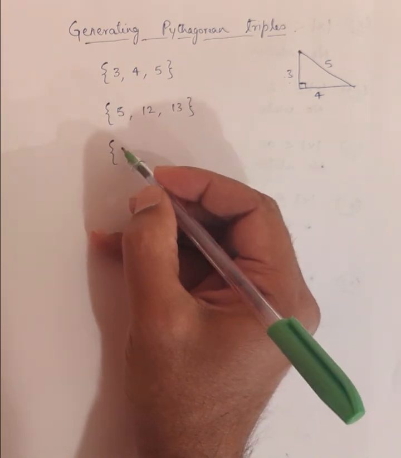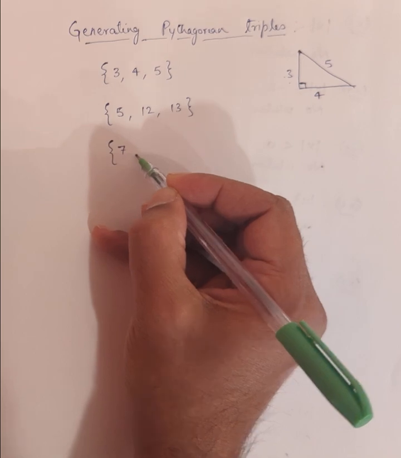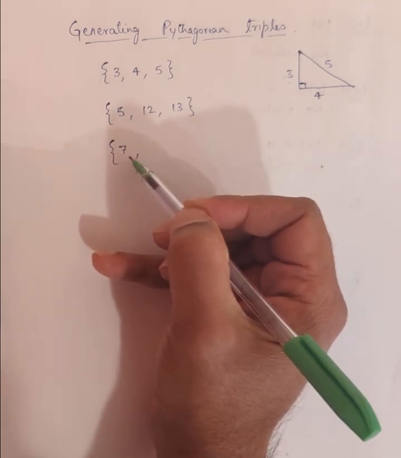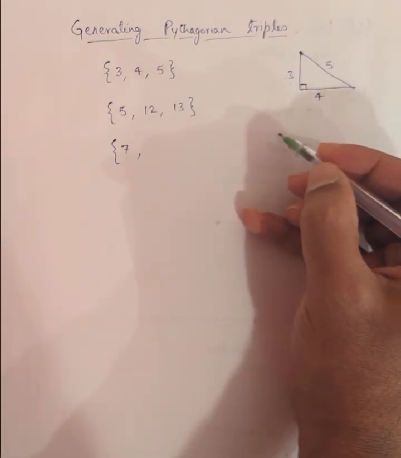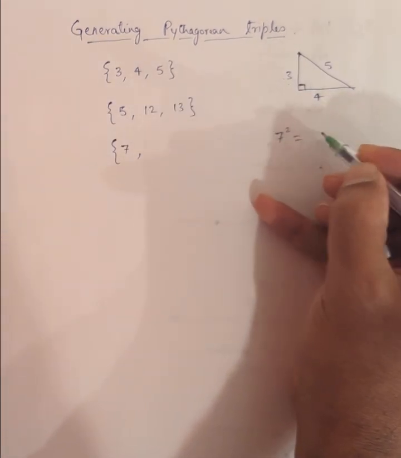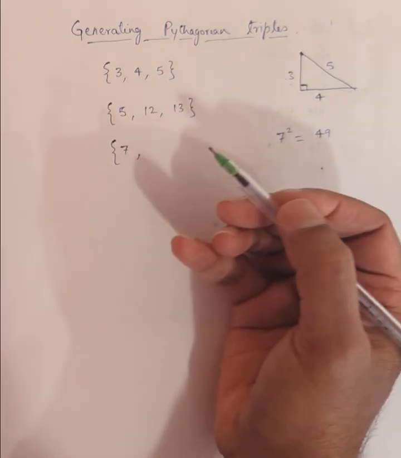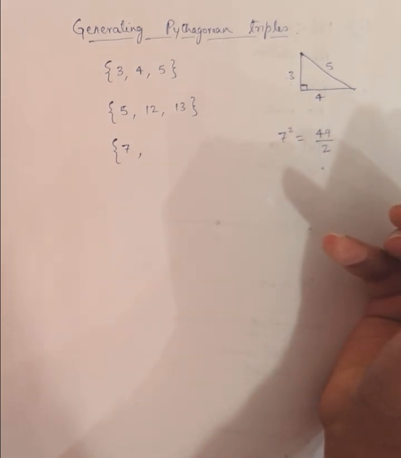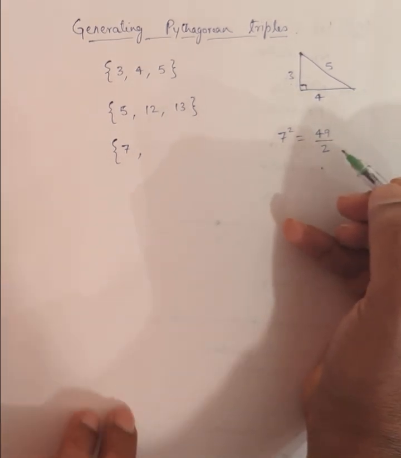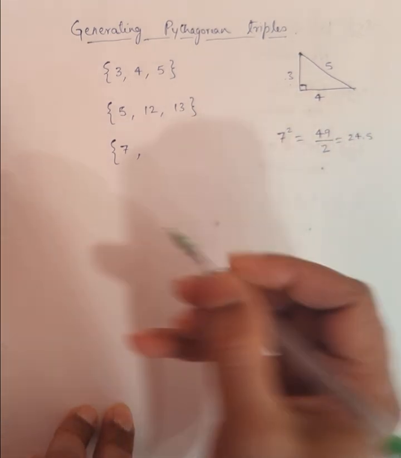Now let me explain what I'm going to do for the next one. So the next odd number is 7, and here is what you want to do. You take the square of 7. It's going to be odd. If this number is odd, square of an odd number is going to be odd. And when you cut it in half, you're going to get a decimal. It's not going to be an integer. This is going to be 24 and a half.